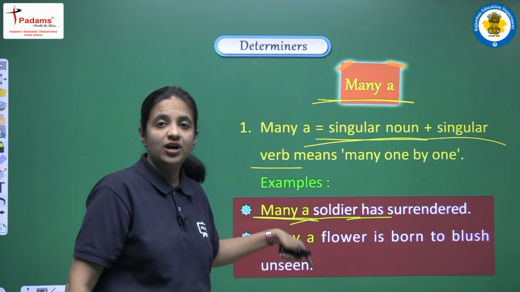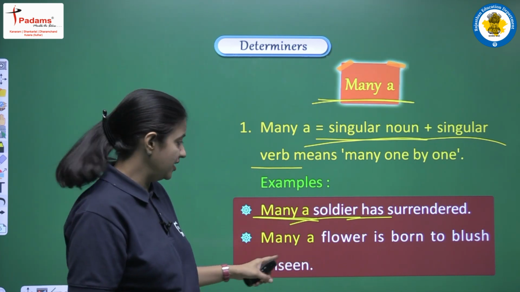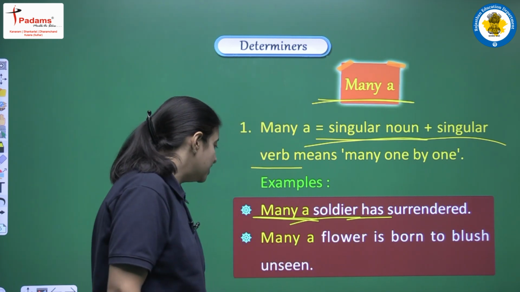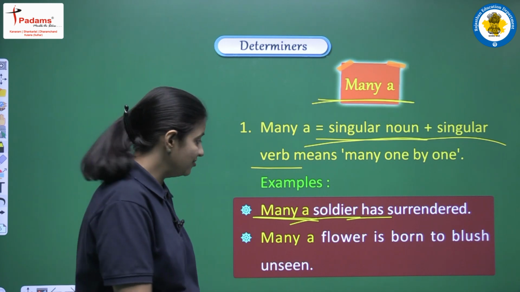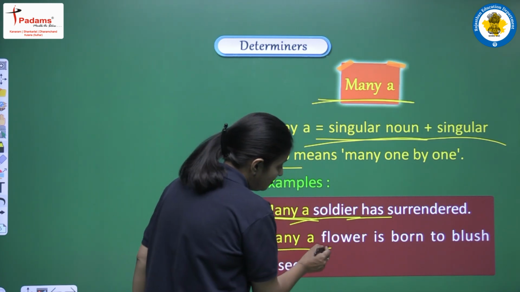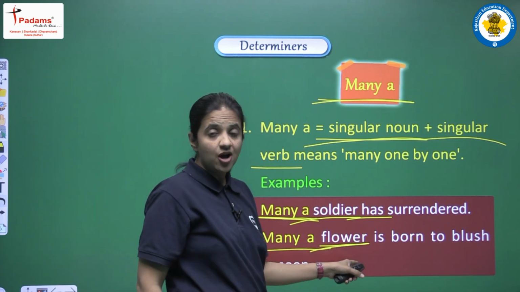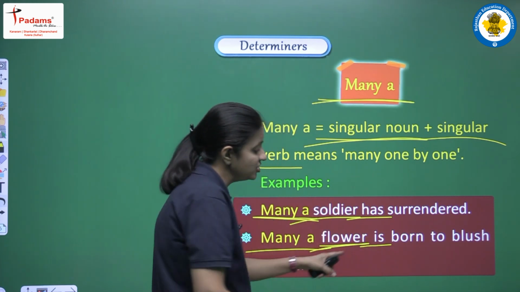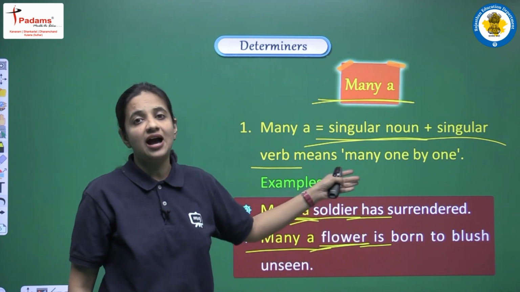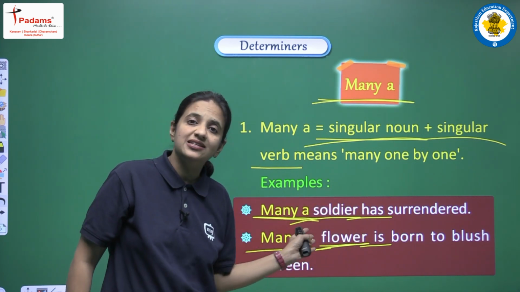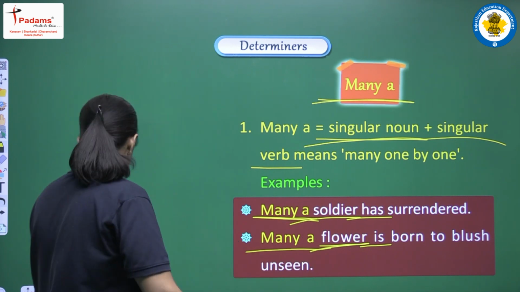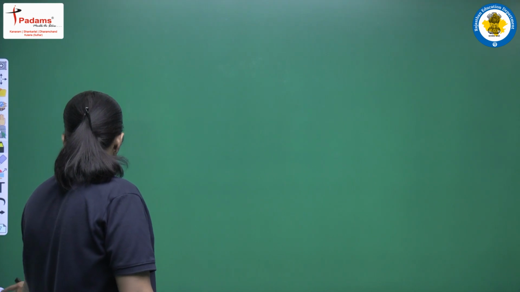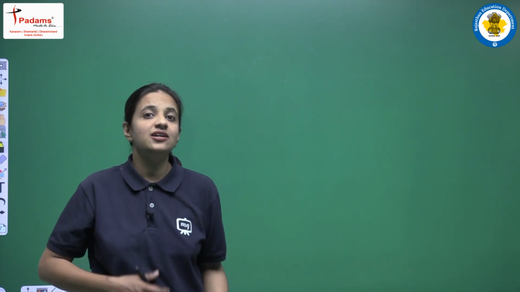And we are having one more example here to clear this thing. Many a flower is born to blush unseen. Again here we are having many a, but after many a we are having a singular noun, we are not having flowers, we are having flower only, and we are having a singular verb also, we are not having are but we are having is. So this is the difference. Let me show some more examples to clear the difference between many and many a.